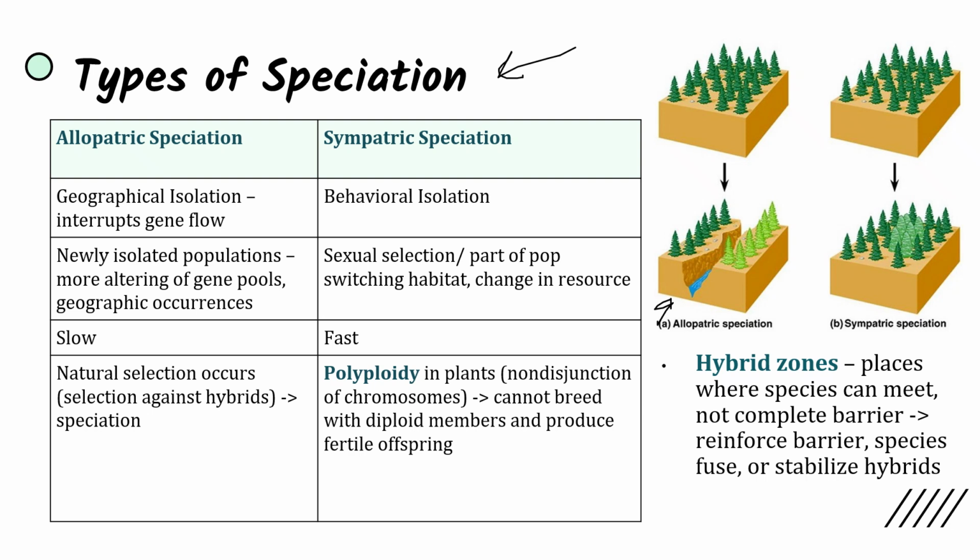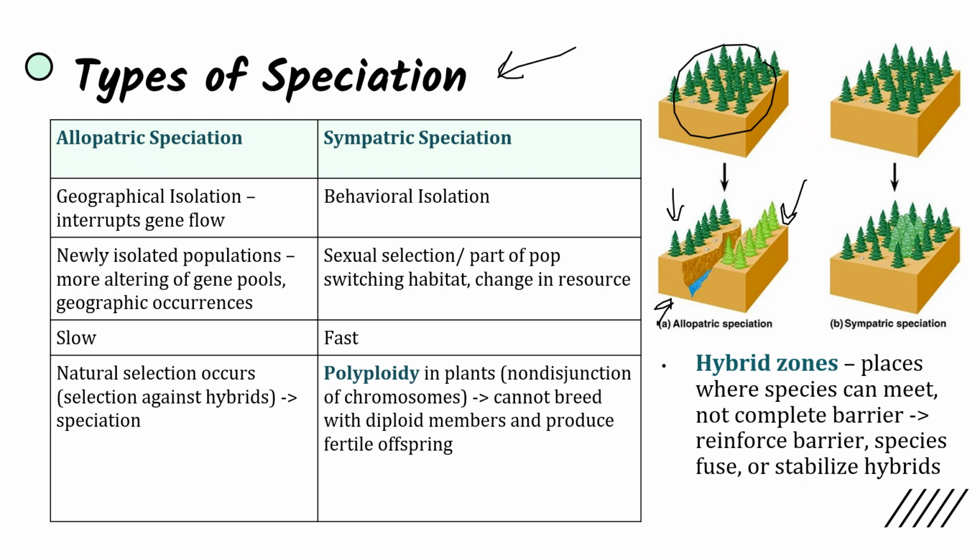in the middle of this landscape, and as a result we now have two different species of trees, because these trees can now not all reproduce with one another. And so this is generally going to be slow speciation. It's not going to happen overnight because it's based on natural geographic events, and then natural selection is going to occur, and there will be selection against hybrids, resulting in speciation.